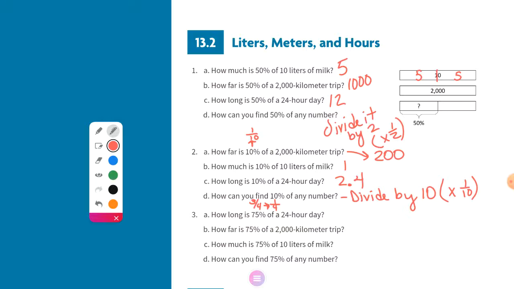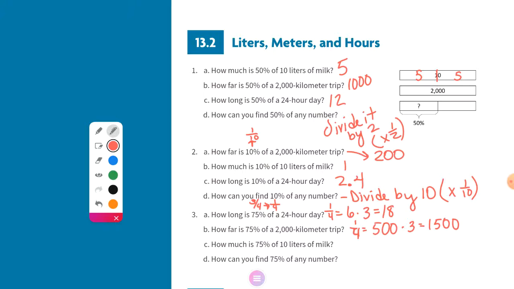Okay, let's start. What's 1/4 of a 24-hour day? 6. So 1/4 equals 6, but I need 3 sets of that. Multiply 6 by 3. Times 3 is 18. Let's do the same thing. 75% of 2,000. What's 2,000 divided by 4? 500. So I know a fourth equals 500, but I don't need a fourth. I need 3/4. So now what do I do? That's 1/4, sorry. Times 3 is 1,500.